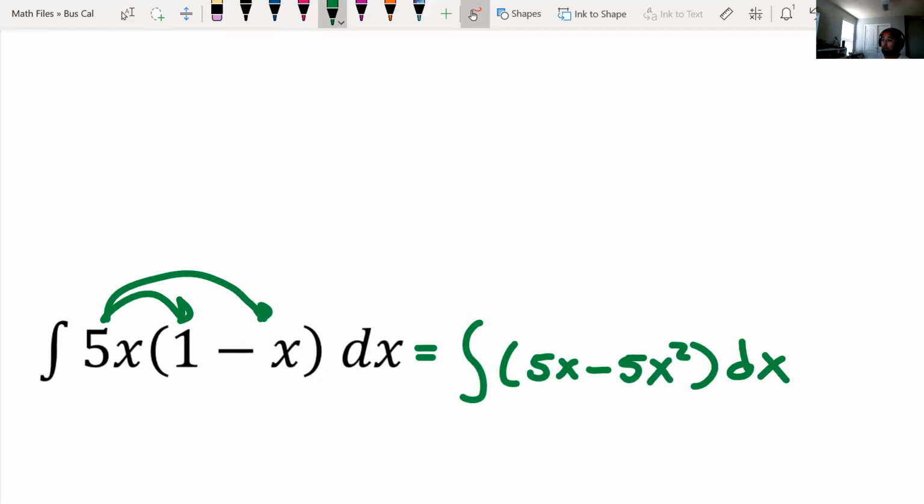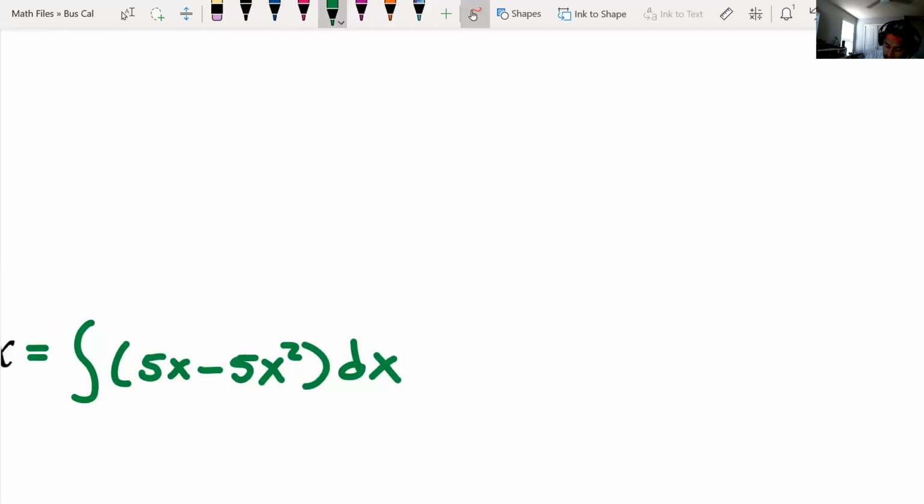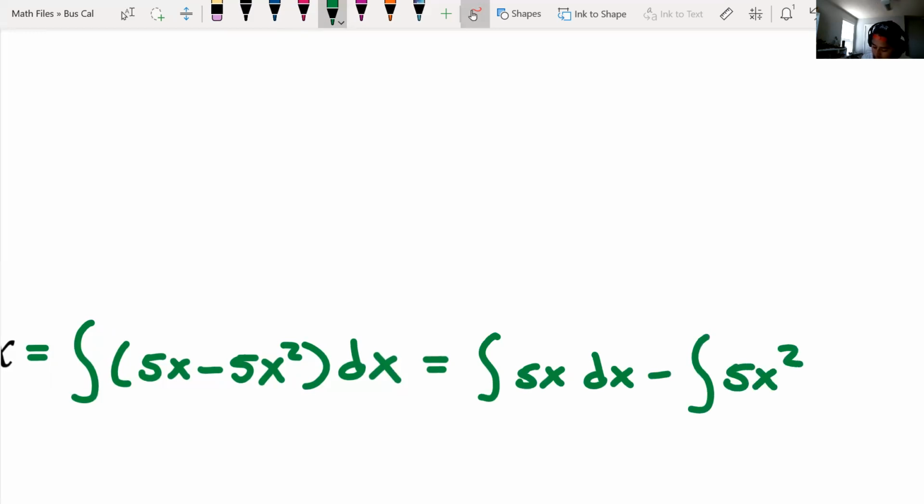Okay, and now by the properties on the first page, I can actually split this into 2 integrals. So this will become the integral of 5x dx minus the integral of 5x squared dx. So we just took it and split it into 2 integrals.